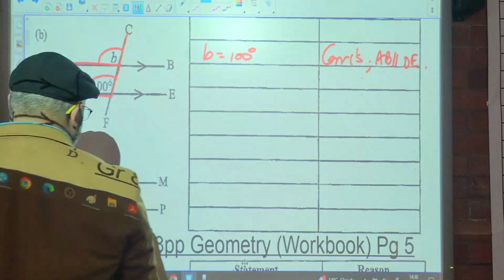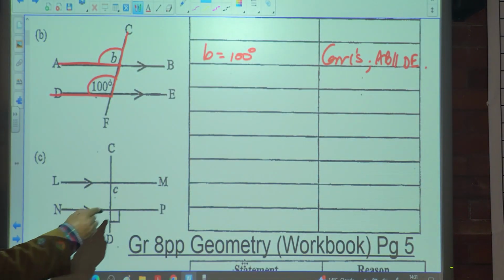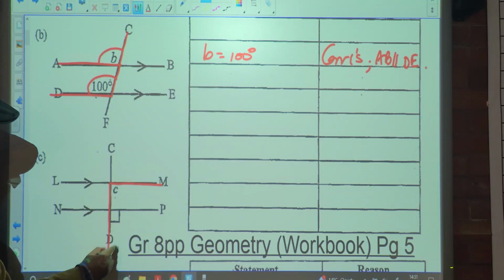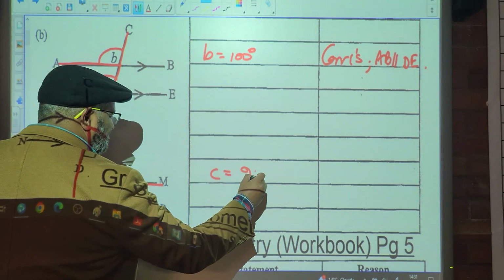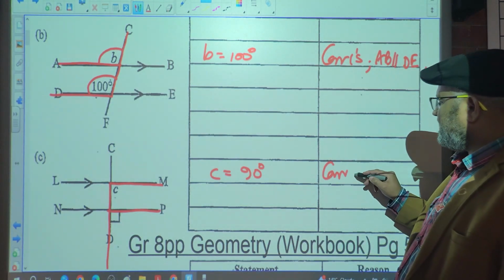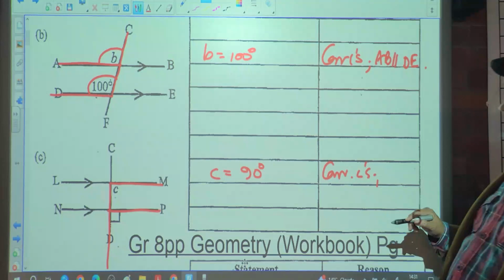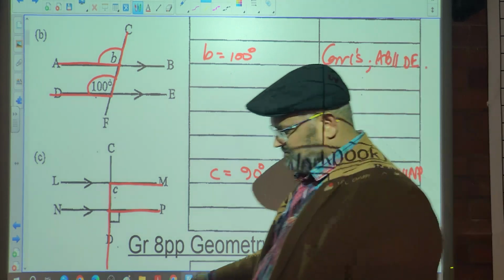Easy. How are you going to calculate C? Again the F. Corresponding angles. So C is equal to 90 degrees. Why? Corresponding angles with LM being parallel to NP. Okay.